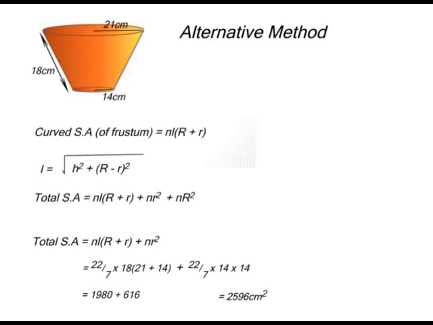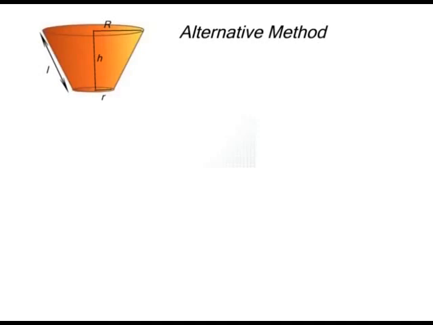Now, there is another method for calculating the surface area of a frustum, but it may not be very common in textbooks. Consider a frustum with base radius R, top radius r, height h, and slant height L. The surface area of the curved surface is given by pi L into (R plus r). Notice that L here is the slant height of the frustum and not the entire original cone.